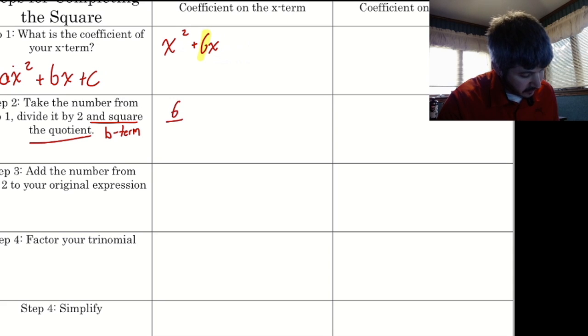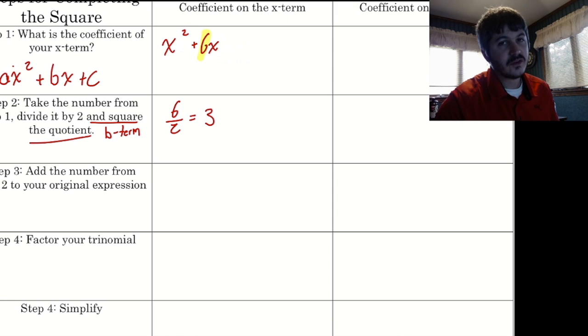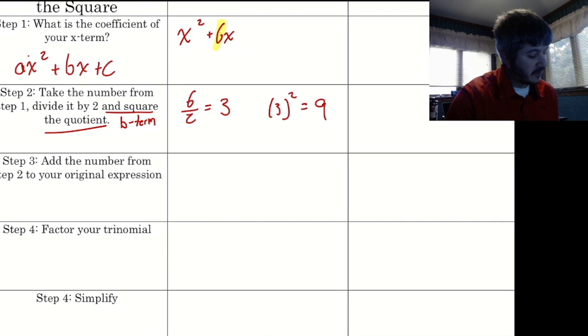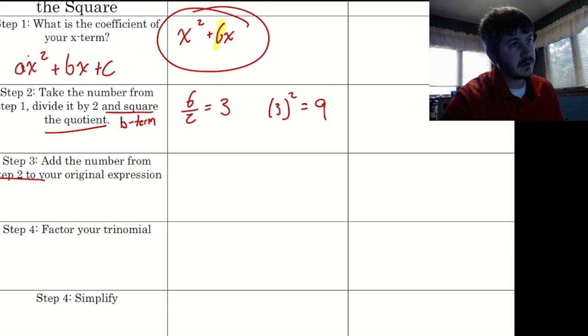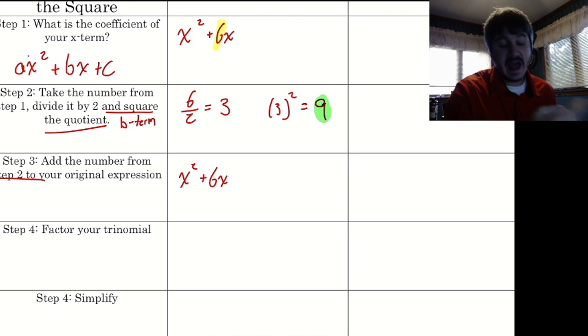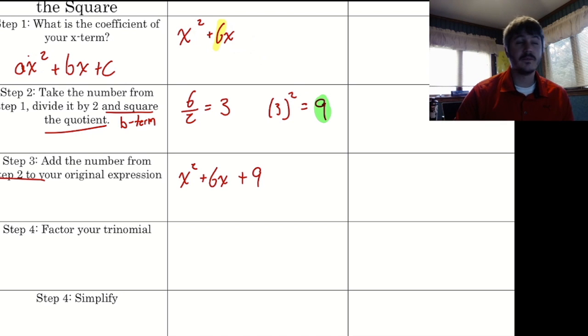So what this means is you take 6, divide it by 2, and you get 3. Then it says square that number. So we take 3 and square it, and you get 9. We're going to see what we do with that number. Step 3 says add the number from step 2 to your original expression. The original expression is x squared plus 6x, and we're just going to add this number, 9, to it. So we're just adding plus 9 to the expression.